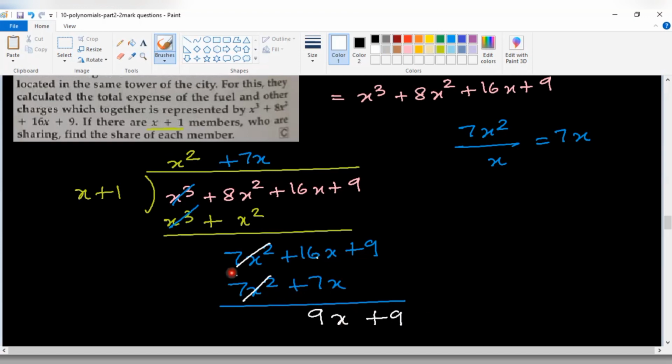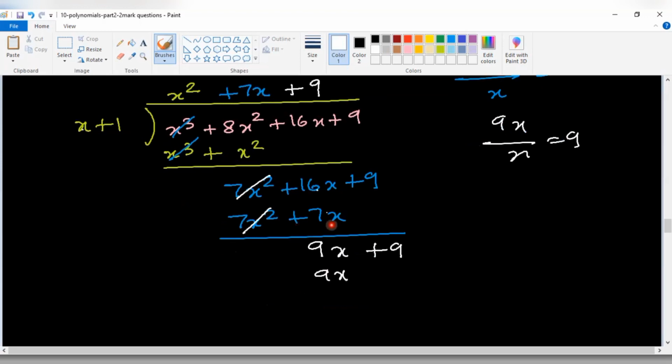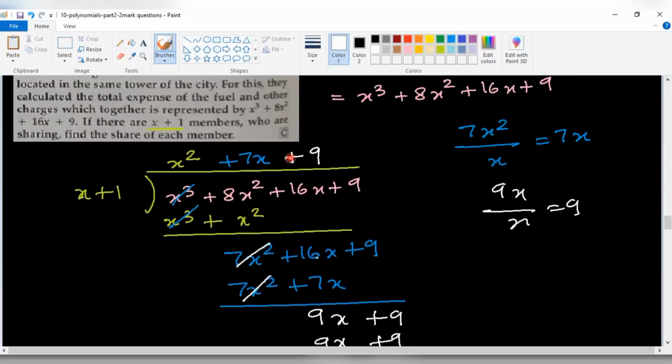So here 9x and here x. When we divide, we get 9. See, 9x by x is 9. So 9 into x is 9x, and 9 into 1 is 9. See, the remainder is 0. So the share of each one is x square plus 7x plus 9. That is the final answer. Hope all of you understood. Thank you.